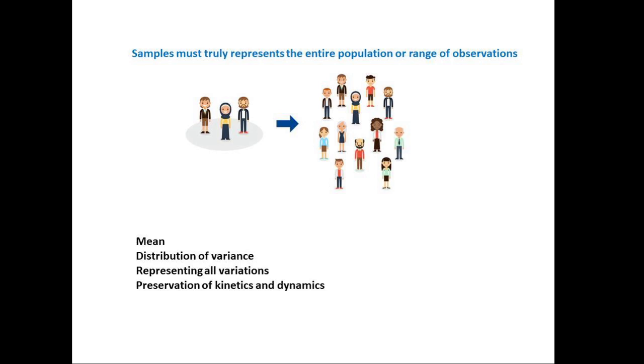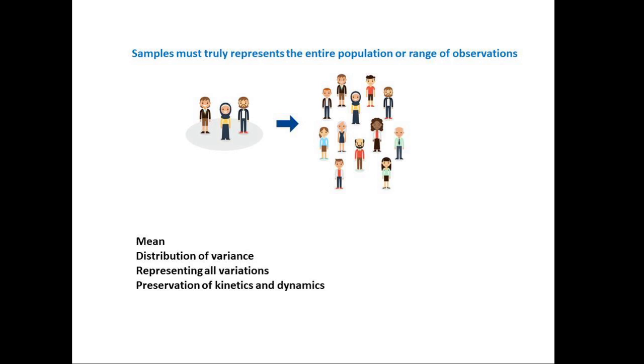Distribution of variance. So if I say the lowest age and the highest age, or the height, or the BMI, or blood pressure, or any parameter, food intake, physical activity, you should have all the variation. The distribution should be similar. This is very difficult to achieve basically, but a good sampling method will always comply with these points. The mean should be the same. The distribution of variance must be similar, representing all the variations.